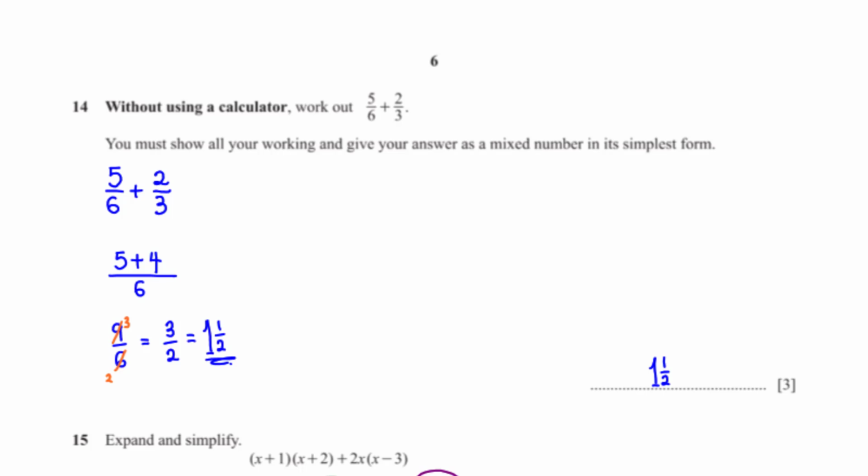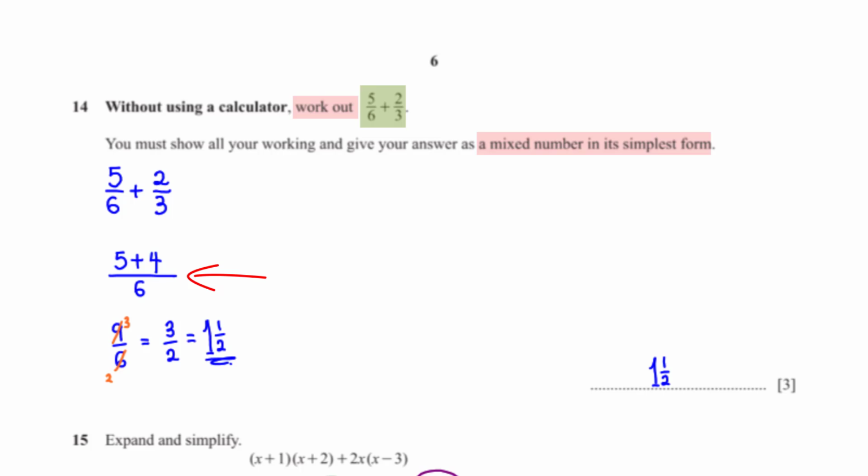Without using a calculator, work out 5 over 6 plus 2 over 3. You must show all your working and give your answer as a mixed number in its simplest form. So the LCM of 6 and 3 is 6, and 6 goes into 6 one time. So 1 times the numerator, which is 5, gives us 5.